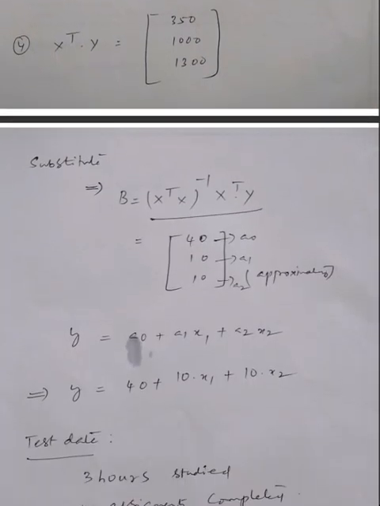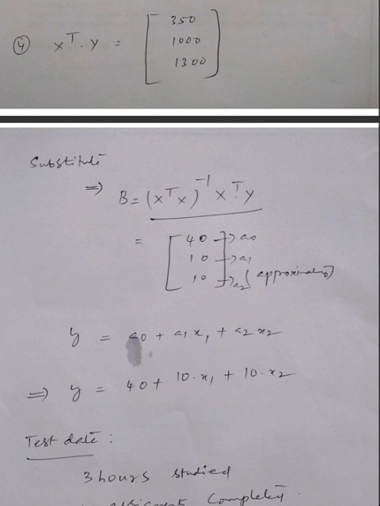After calculating that, we substitute all these values into the formula to get the coefficient values. Finally, after performing all these matrix multiplications, we will get the coefficients like this: 40, 10, 10. This is a0, the intercept value, and a1 is the coefficient of independent variable 1, and a2 is the coefficient of independent variable 2. So you can see here the equation: a0 plus a1 into x1 plus a2 into x2.